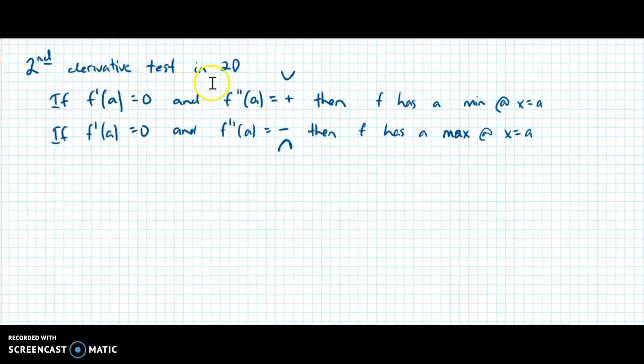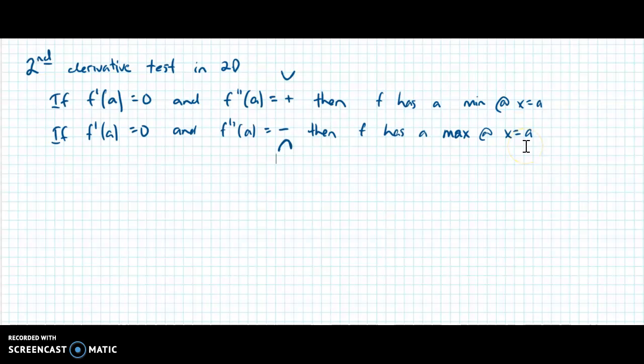What the second derivative test in 2D says is that if f prime of a, some x value, is equal to 0, and f double prime of a is positive, I always like to draw a concave up, then f has a relative minimum at x equals a. And the flip side, if f prime of a is 0 and f double prime is negative, draw a concave down, then f has a relative maximum at x equals a.